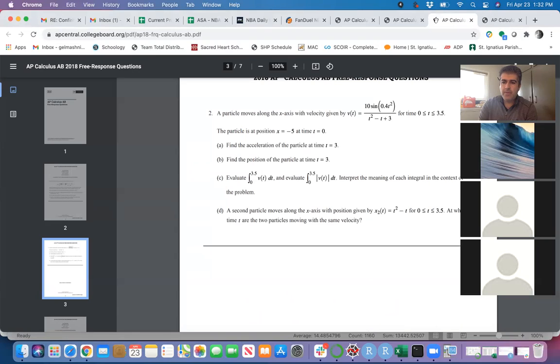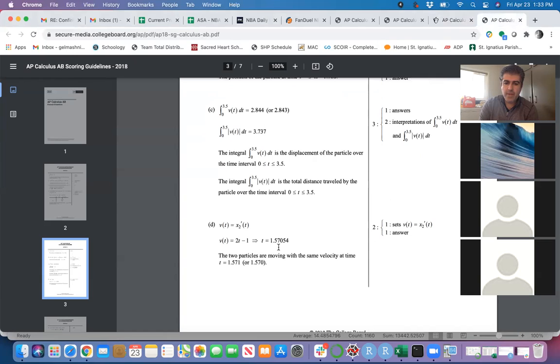And lastly, for part D, the second particle moves. At what time are the particles moving at the same velocity? Well, if you're given a position function for the second particle, you have to take the derivative, which is 2t minus 1. And you're going to set it equal to this velocity function right here. That's where you're going to graph and see where they intersect. That's what you're going to do.